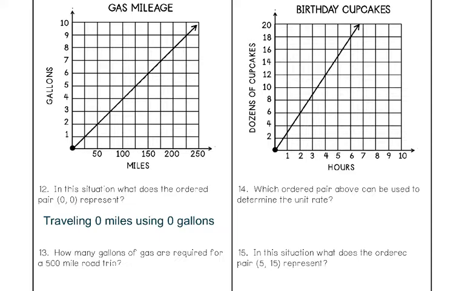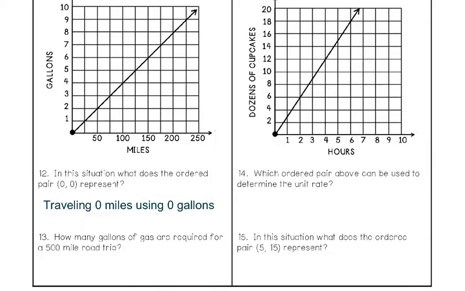Question 13 says, how many gallons of gas are required for a 500-mile road trip? So we look on the graph for miles. It's the x-axis. I go over to 500, and I don't see it. So I've got to use an equation. The rule for this graph is always going to be y equals the rate times x, where x is our number of miles and y is our gallons we use. What's missing in this equation is the rate, or the unit rate. I need to know how many gallons per 1 mile I go.